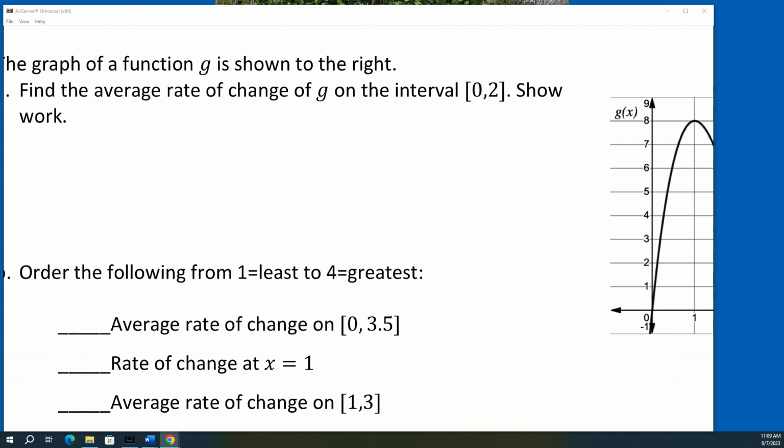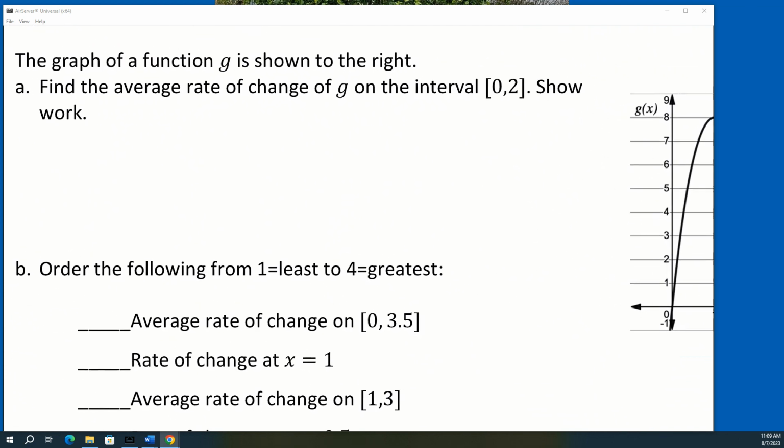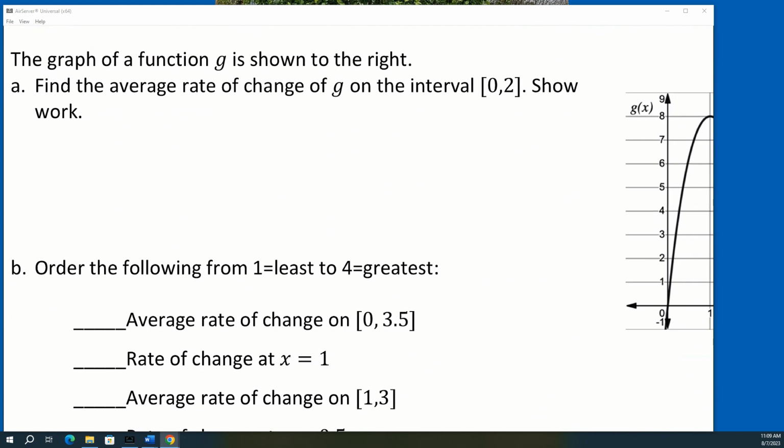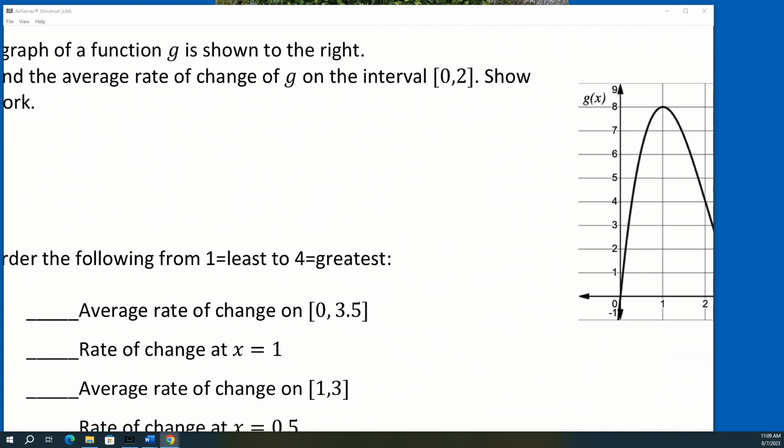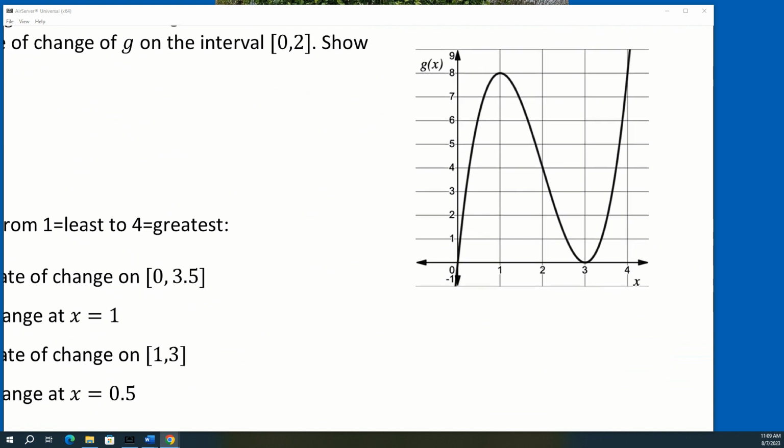All right, so we have this graph of g, and it asks us to find the average rate of change of g on the interval from 0 to 2. Now, I'm not going to use the formula on this one. I'm just going to go from 0 to 2 by counting. So we have this point here, and we have this point here. And I'm just going to go ahead and draw my secant line.